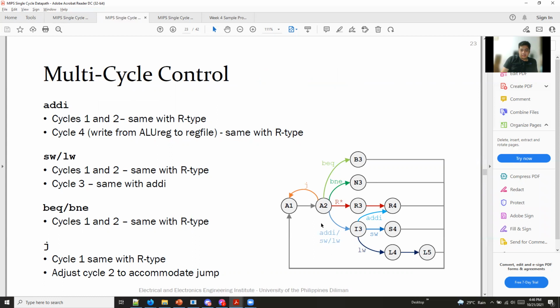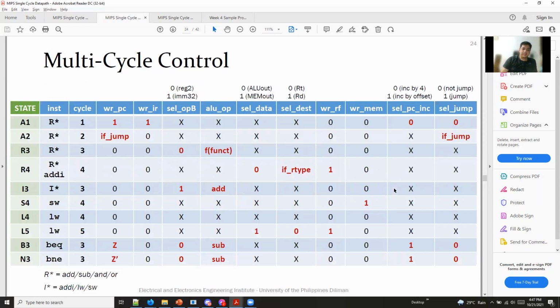Actually, si load word yung pinakamahaba. Dadaan siya ng E1, E2, I3, L4, tsaka L5. Basically, yan lang din naman. Parang guide lang siya to determine yung control signals. So, kada state dyan, meron silang corresponding na control signals dyan.